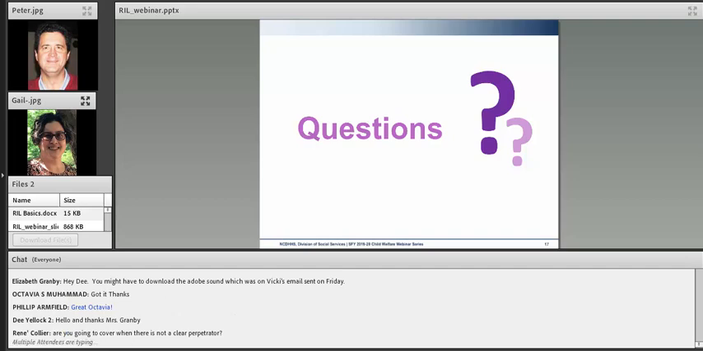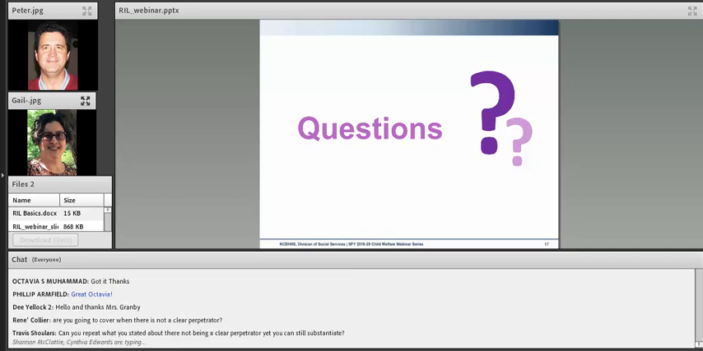Renee's question: are you going to cover when there's not a clear perpetrator? Yes, and that becomes part of the data entry piece, what you can do, because it potentially should not affect your case decision. Okay? And Travis, we're going to talk about that piece.